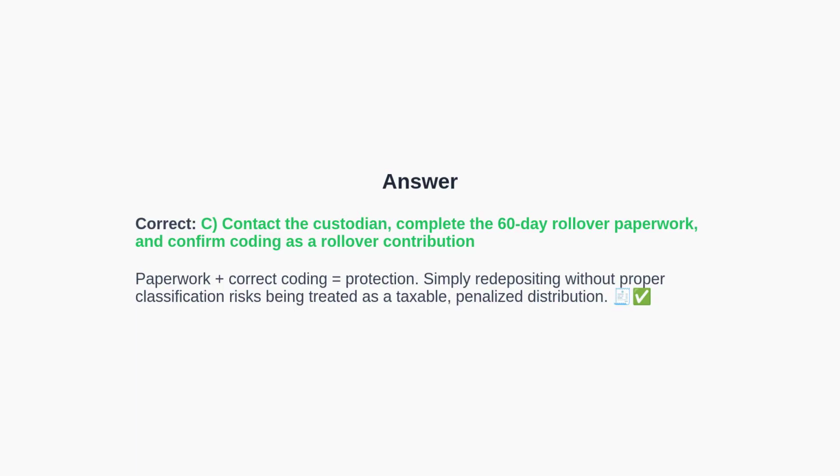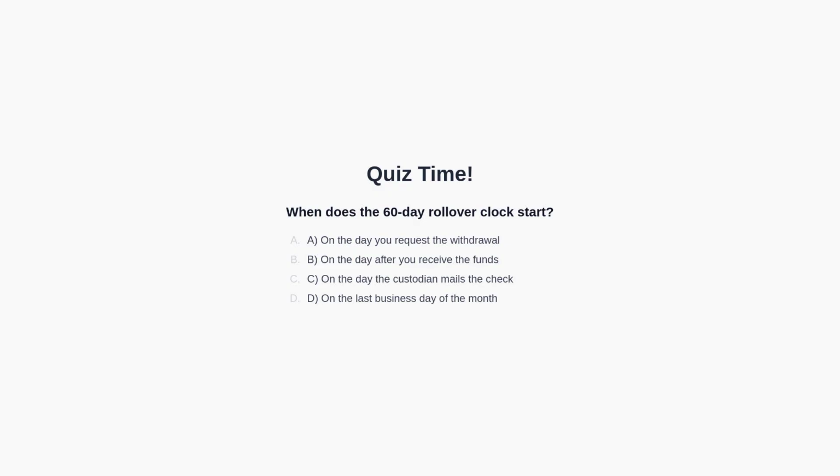Now let's do one more quick question about timing. Next quiz. When does the 60-day rollover clock start? Option A, on the day you request the withdrawal. Option B, on the day after you receive the funds. Option C, on the day the custodian mails the check. Option D, on the last business day of the month.